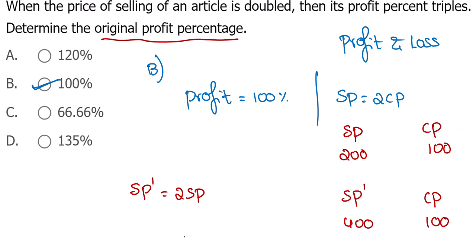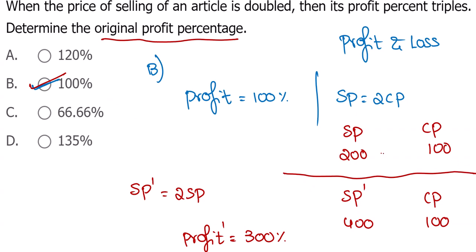Now profit is 300%, tripled. It's satisfied. I did trial and error here. I checked which is suitable. I tried directly with option B. You can see that profit is 100% means nothing but selling price equal to double the cost price. 100% means 1, 200% means 2. Selling price is double the cost price.